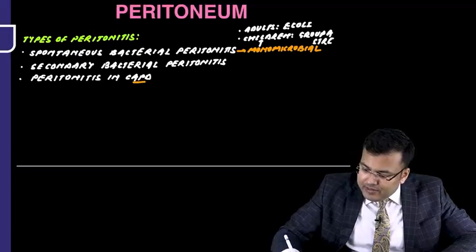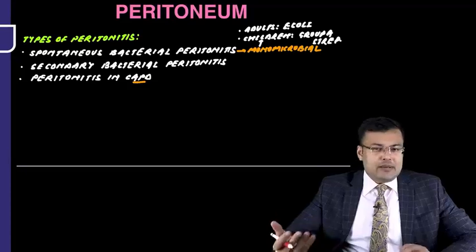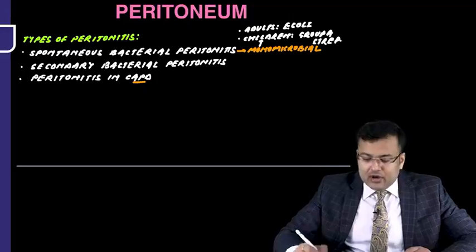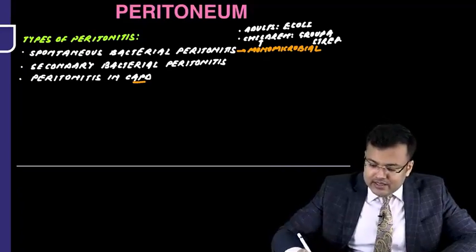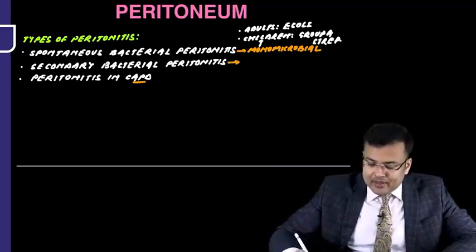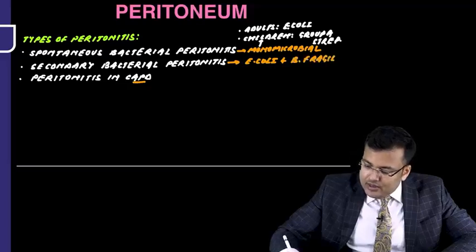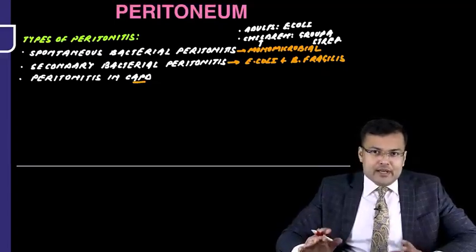After that, secondary bacterial peritonitis is caused by visceral perforation, and that's why it is polymicrobial. What are the organisms responsible? Aerobe E. coli, because it is there in fecal matter, and anaerobe Bacteroides fragilis.